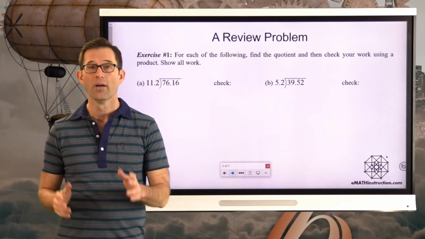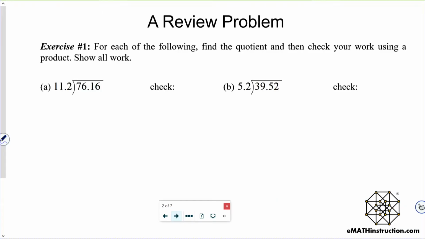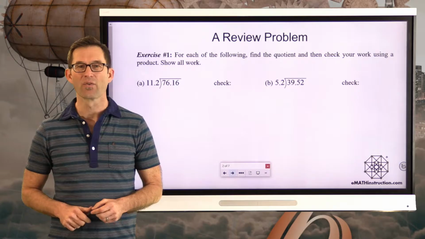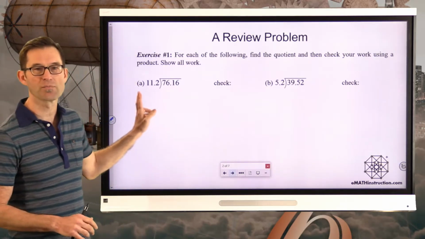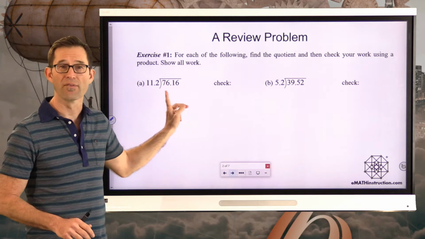Here we go. A review problem to begin. Exercise number 1. For each of the following, find the quotient and then check your work using a product. Show all work. All right, awesome. Let's review the standard algorithm for dividing decimals. So here in the first problem, letter A, we've got 76.16 divided by 11.2.